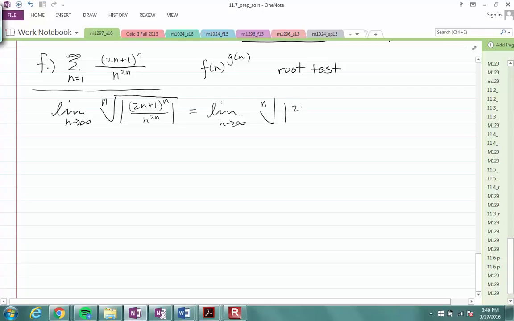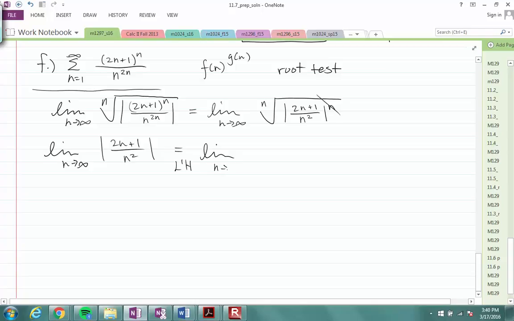So (2n+1) over n squared, all of that to the nth power, and then those guys will undo each other. There's the magic. Now all we have left is the absolute value of (2n+1) over n squared. So we have the form infinity over infinity. Let's give L'Hopital some attention here and use that, and I get 2 over 2n, and that goes to 0.